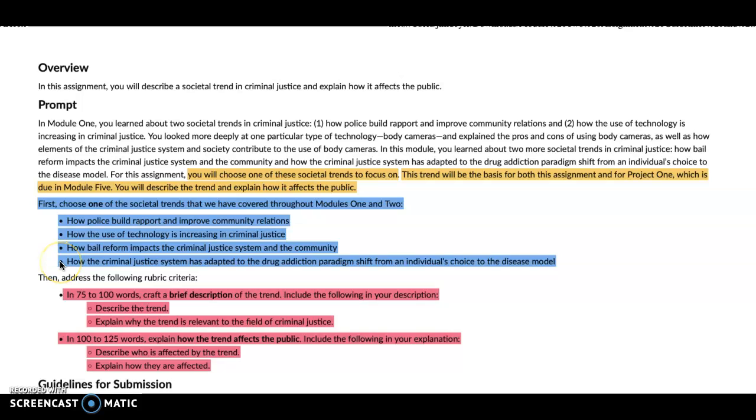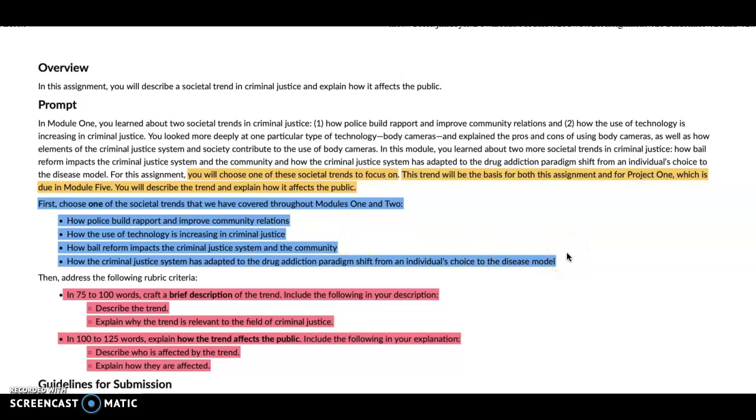And then the fourth one, rather, is how the criminal justice system has adapted to the drug addiction paradigm shift from an individual's choice to the disease model. In other words, treating a drug addiction as a medical issue and not so much as a criminal offense. That's what they're talking about there. So again, you need to choose from one of these. So you have four options here that you can select. So you're only going to select one, but you have these options that you can consider as you think about it.